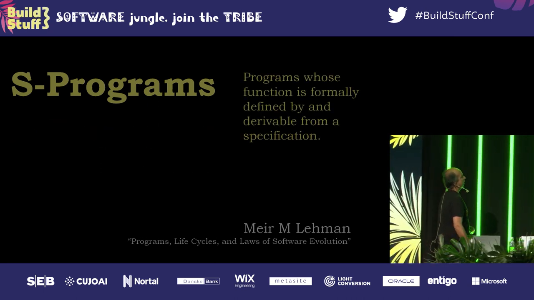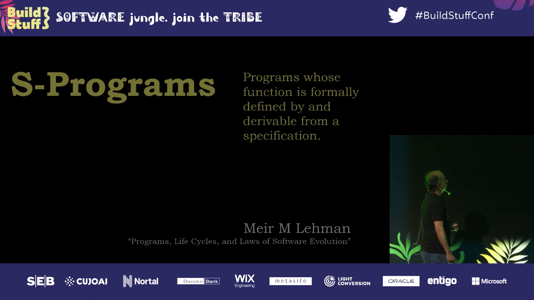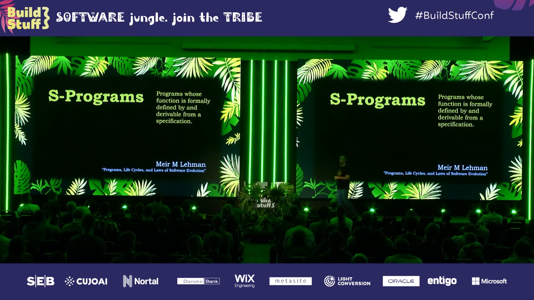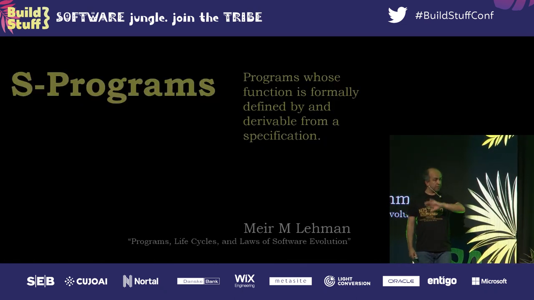What we've been looking at is code where the function is formally defined by and derivable from a specification, like a stack, sorting routine, like an accountancy system. Turns out the rules of accountancy are classic in this sense. Turns out a lot of domains have a well-defined set of rules. Okay? And if somebody gave you that set of rules, I'm not saying that developing software is trivial, but you could write tests against that.